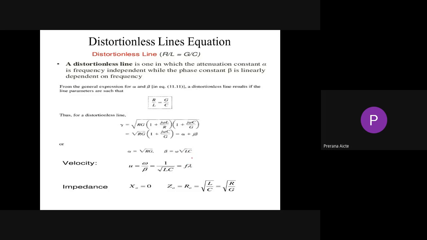Then phase velocity is equal to ω by β. Beta is equal to what? This one: ω into root LC. Now you can substitute β equals ω root LC. So ω cancels, then it becomes 1 by root LC.